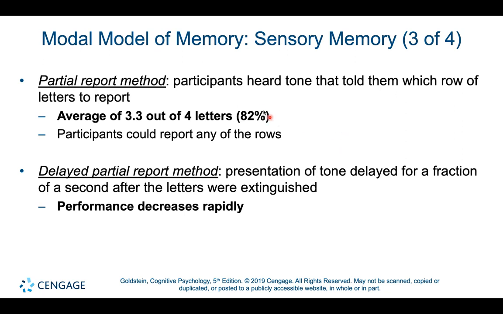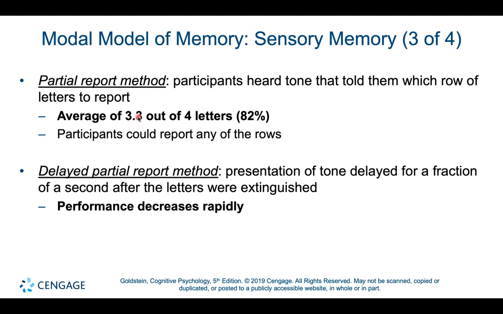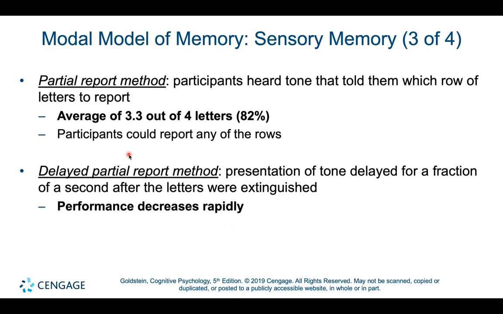When you do this, participants are able to report on average 3.3 of the 4 letters, because remember, they're being cued to only report the top, or only the middle, or only the bottom. And so when you do it like that, accuracy jumps up to 82%. Because remember, if I'm cued to report the middle, I can ignore the top and the bottom, and I only focus on the middle. And it's important to note that the cueing happens after the presentation of the letters.